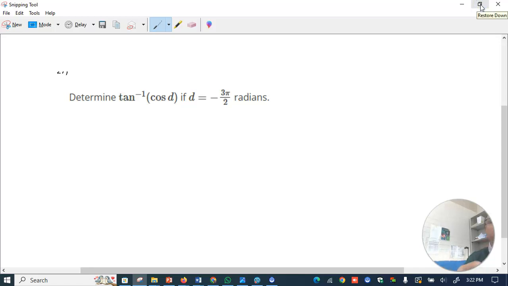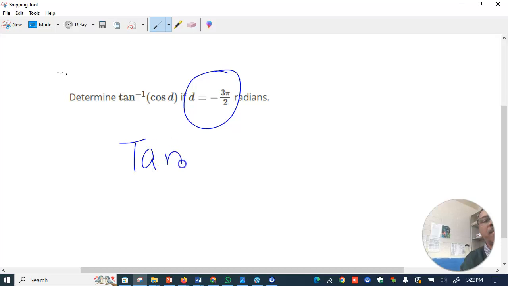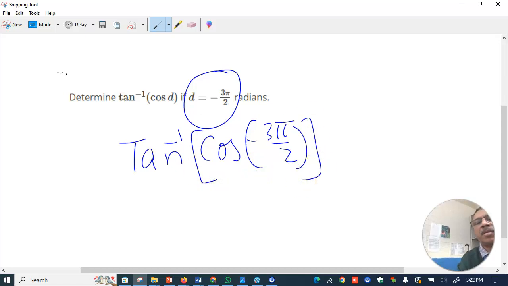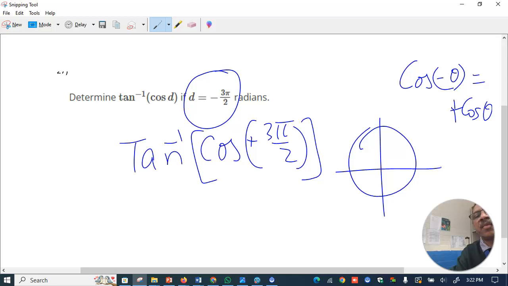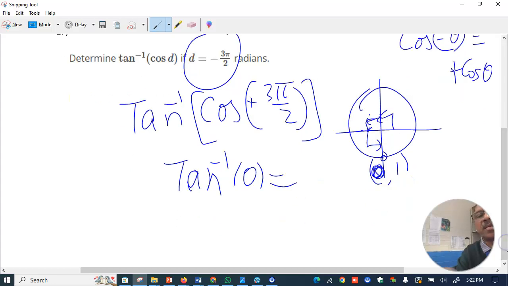So this is 27. First thing is they give you minus 3 pi by 2. So plug in cosine of minus 3 pi by 2. Remember, cosine of minus theta is the same as plus cos, so we can directly get away with the negative. So I'll write plus, doesn't matter. Then you ask what is cosine of 3 pi by 2? So pi by 2 is here, 1 pi by 2, 2 pi by 2, and then 3 pi by 2. You can see this is 0 and 1, and you know the answer: cosine of 3 pi by 2 is 0. So this is 0. And then the question is, what is tan inverse of 0?